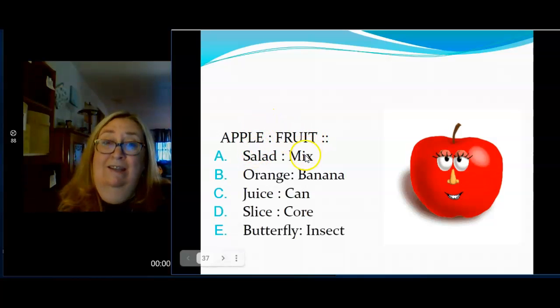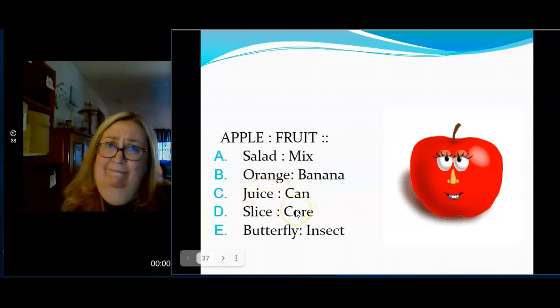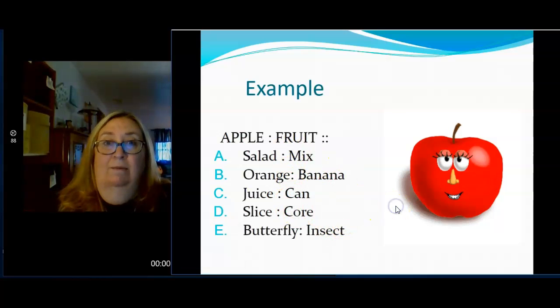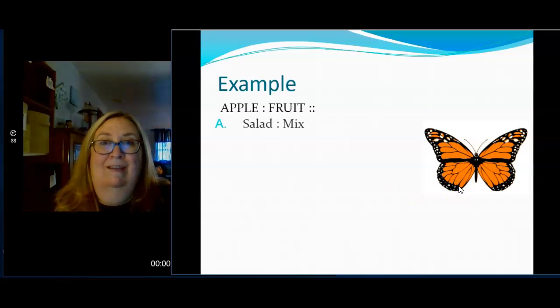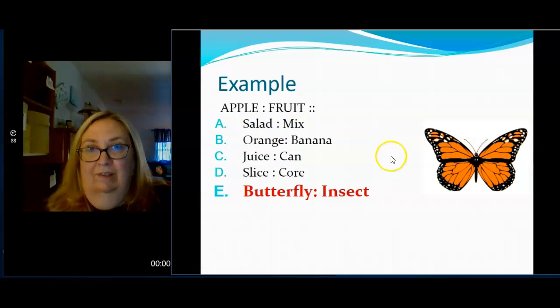A salad is a kind of mix. An orange is a kind of banana. A juice is a kind of can. A slice is a kind of core. Or a butterfly is a kind of insect. Only one of those made me go, okay, those first four made me real nervous. But the butterfly, it is the type of insect. That's the one that made the most sense. And I'm sorry this is taking so long. There it is. Now I know we'll do it differently next time.